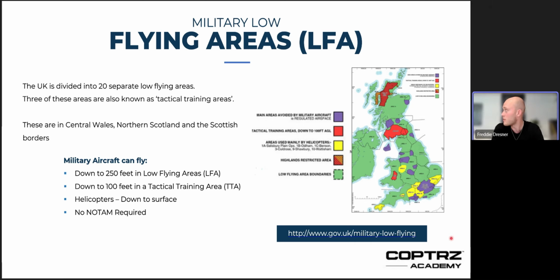Now, these are some important stats to remember that we need to be switched on to. In these 20 separate low-flying areas, you could have an £80 million F-35 or F-15 Typhoon fighter jet coming as low as 250 feet off the ground. Remember, we can fly as high as 400 feet. Tactical training areas, you'll notice there are 3 across the UK. One in central Wales, one on the English-Scottish border, and one in northern Scotland. In these tactical training areas, again, these £80 million fighter jets can fly as low as 100 feet off the ground. You can fly 4 times higher than that with your drone.